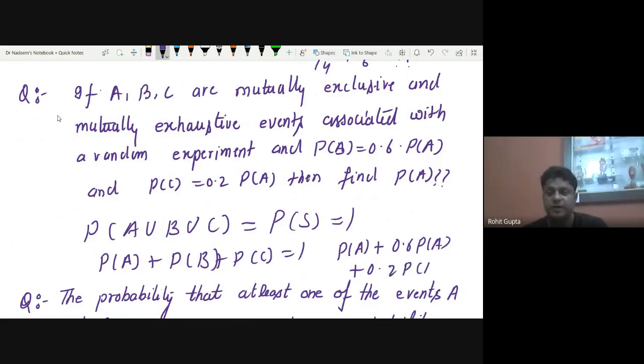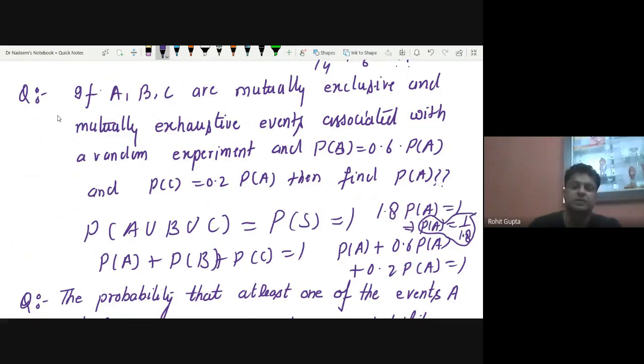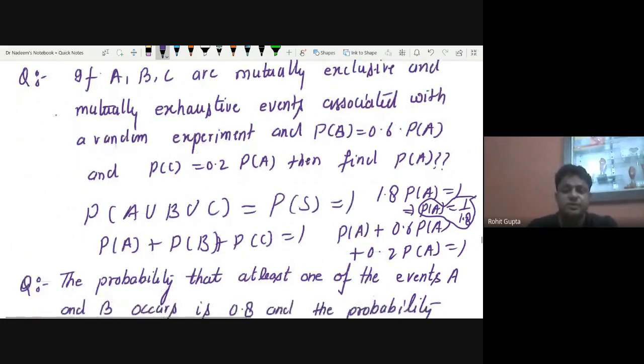0.2 probability of A equals to 1. Okay, equals to 1. So it is a total 1.8 probability of A equals to 1. That is, this implies that probability of A is nothing but 1 upon 1.8. Okay, 1 upon 1.8. So it is quite simple questions.